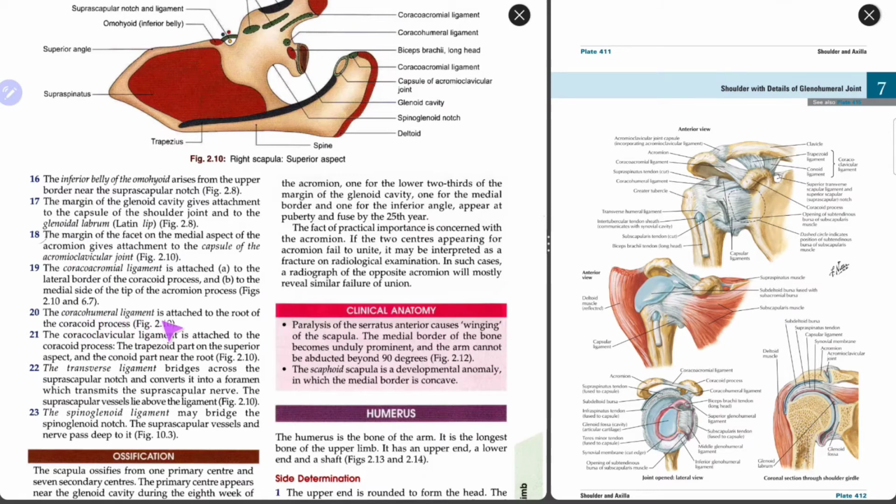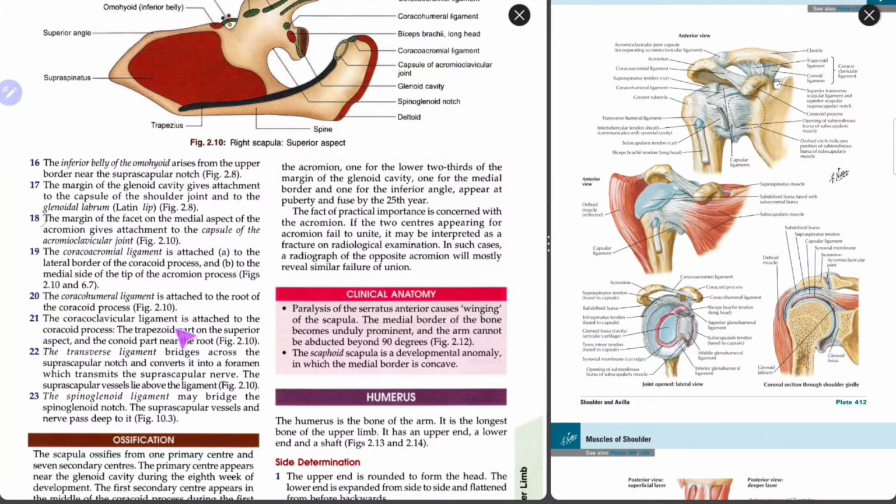The coracohumeral ligament is attached to the root of the coracoid process. This is coracohumeral ligament and it is present at the root of the coracoid process. This is coracoid process, root of the coracoid process, coracohumeral ligament.